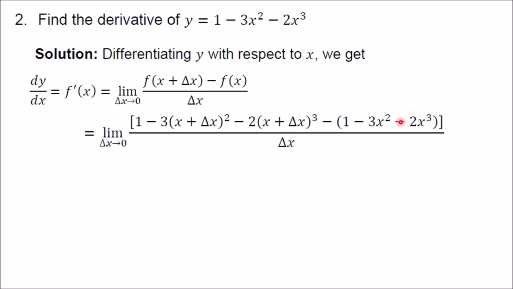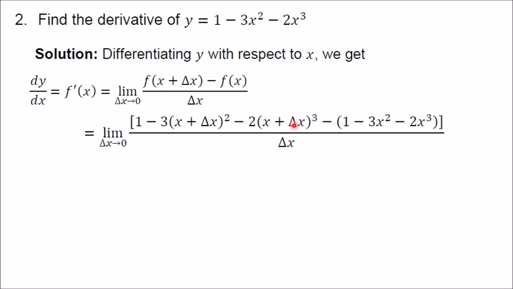Minus that. Okay? So, dahil nag-minus ka niyan, don't forget, lagyan ng parenthesis. Kasi pag sinimplify mo to, lahat ng sign sa loob niya ay mababaliktad. So, magiging negative 1 plus 3x squared plus 2x cubed. We need also to simplify this. 3 times x plus delta x squared. Kailangan natin i-expand itong x plus delta x squared. Ito din, expand din natin to. X plus delta x cubed.